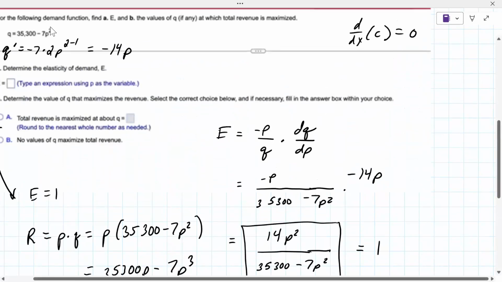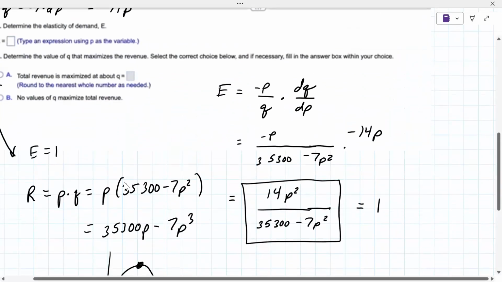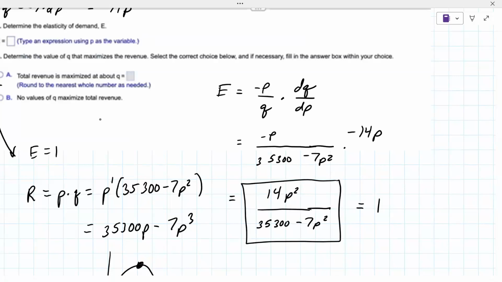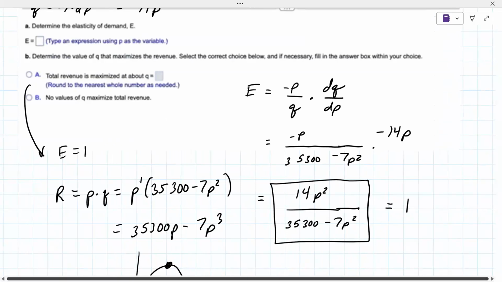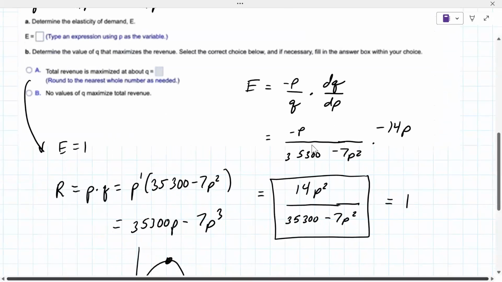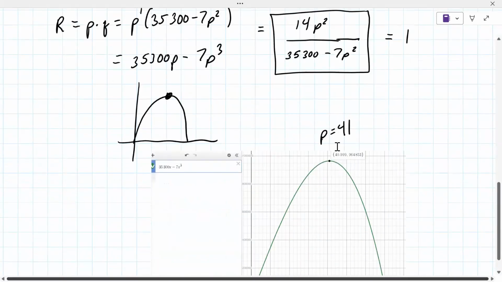And where did the three come from? The P to the third power. When you multiply 35,300 times P, and then 7P squared times P, you add 1 to the exponent. It's really P to the 1 there. And then you put the 35,300P minus 7P cubed into the calculator and it gave P equals 41. You graph it, and the max is when P is 41.